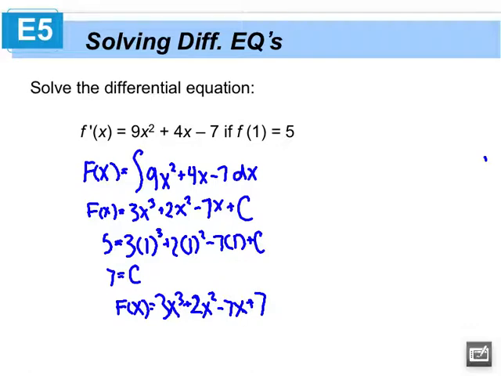Kendra shredded. How'd she do? Kendra shredded. She did good. Did she do good? Yeah. Good.